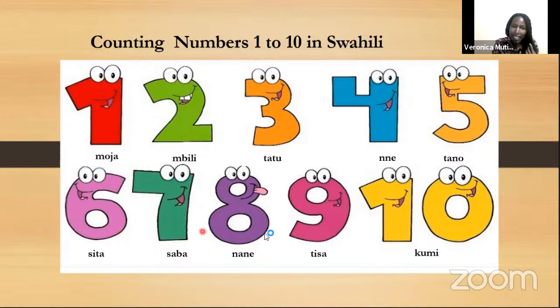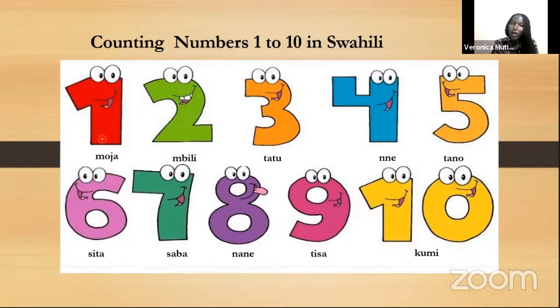So 7, 8, 9 is saba, nane, tisa. Saba, nane, tisa. Try it out, Shannon. Saba, nane, tisa. Marvelous. Saba, nane, tisa, Frank. Well done. And then lastly, we have kumi. So saba, nane, tisa, kumi.